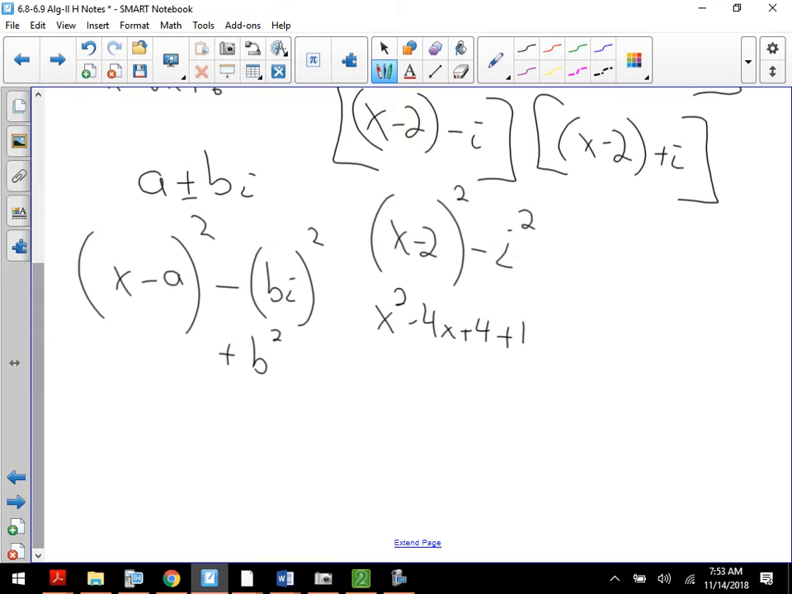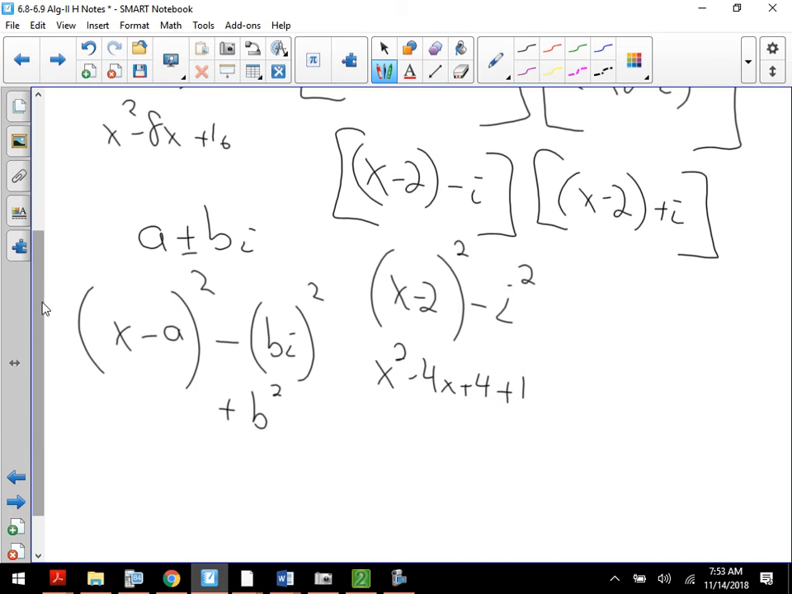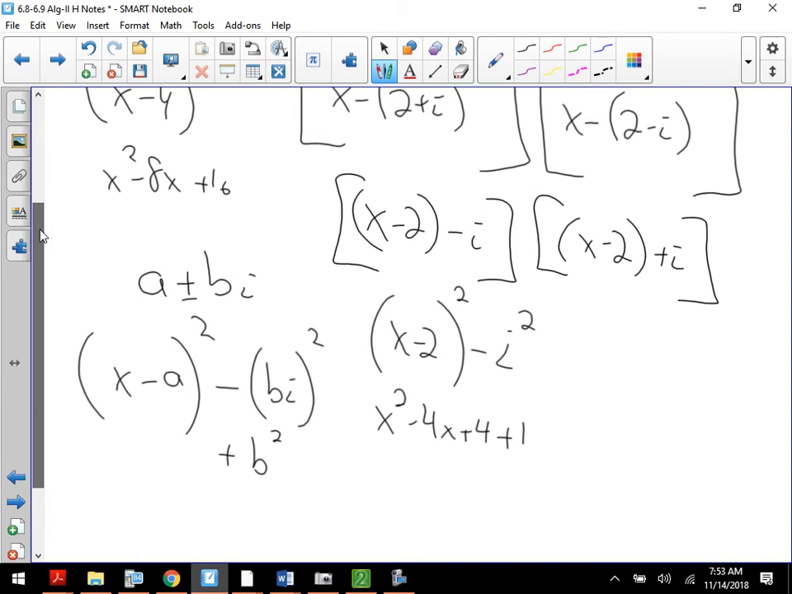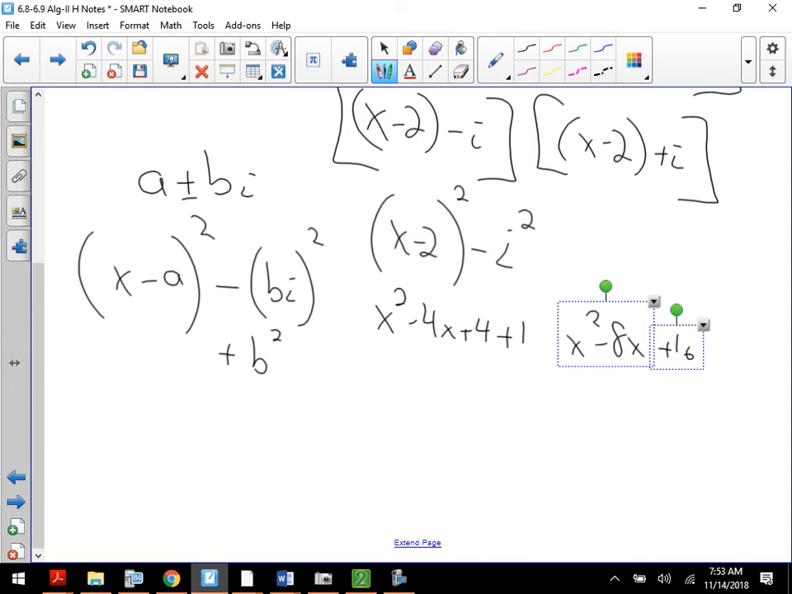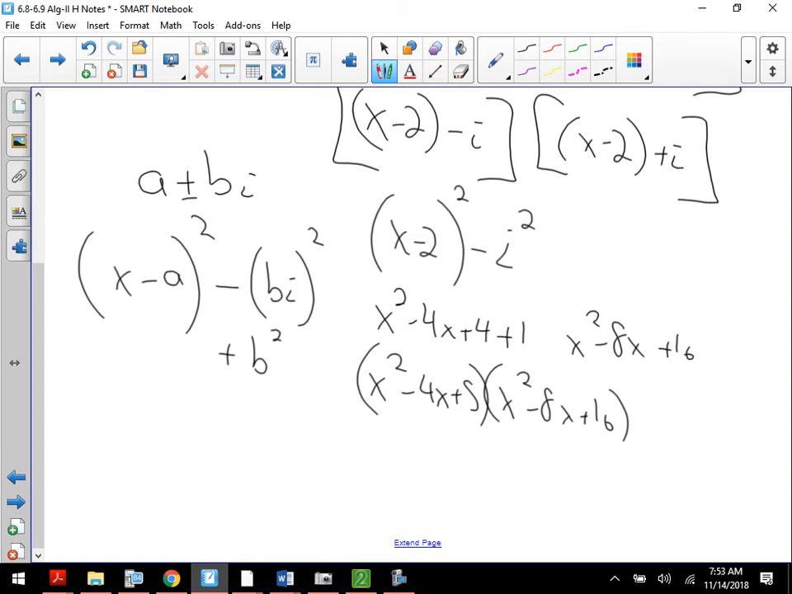So what stinks about this problem, besides all the math, is that you have to FOIL out 3 things. That's really the only problem here. So you have x squared minus 4x plus 5 times the quantity x squared minus 8x plus 16. Then you just have to multiply all that out. You'll get a 4th degree polynomial. That's the nice little shortcut. If you recognize it, great. If not, you realize that you can group and FOIL and go through it. It's not terrible. It just looks kind of awful.